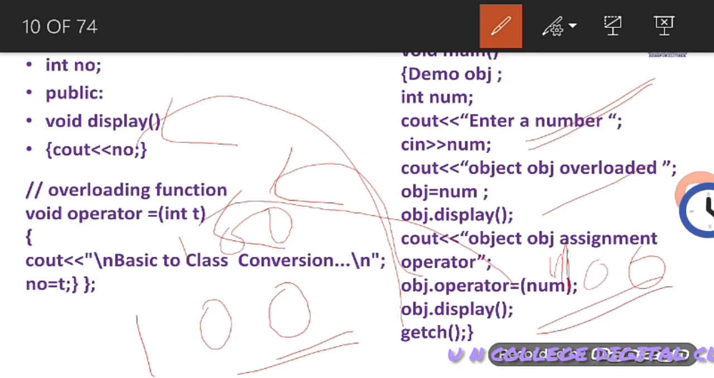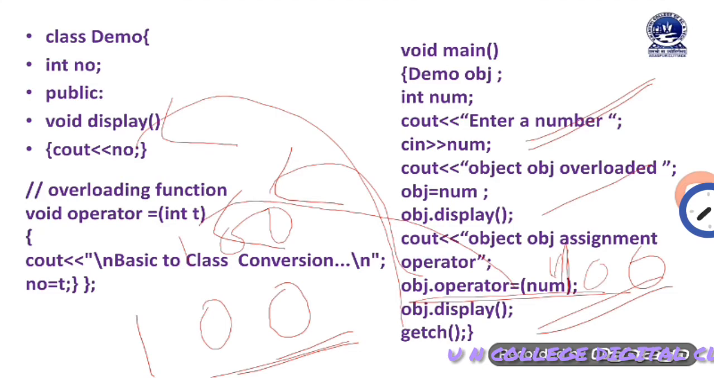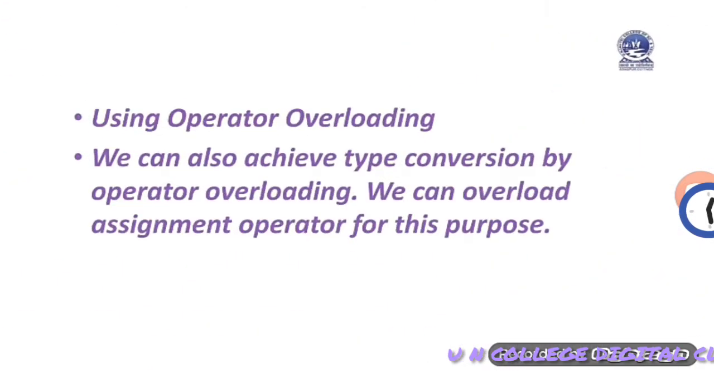But I just want to change the value. For that reason, suppose you write num equal to 100 just before calling this operator method, so you will get 100. In this way typecasting is performed.